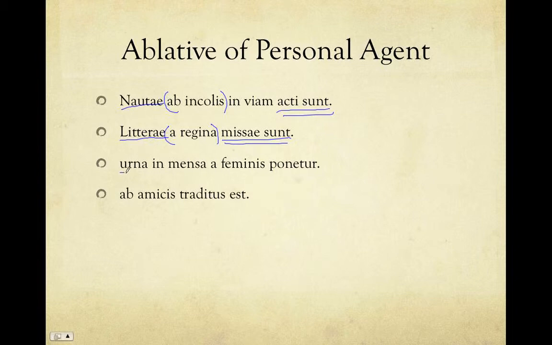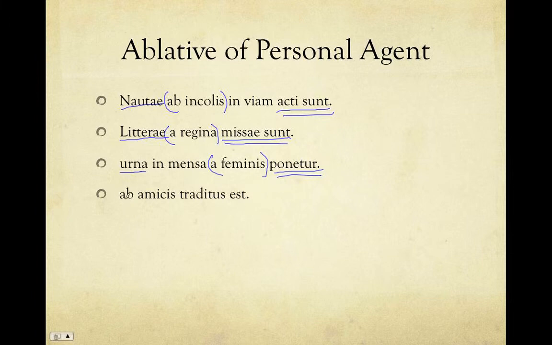Another one here, urna in mensa a feminis ponetur. Urna is our subject, and our verb, passive voice, is ponetur, will be placed. So the jar will be placed on the table, and then you have a passive voice, so you think, okay, where's my personal agent? A feminis, by the women. So the jar will be placed on the table by the women.